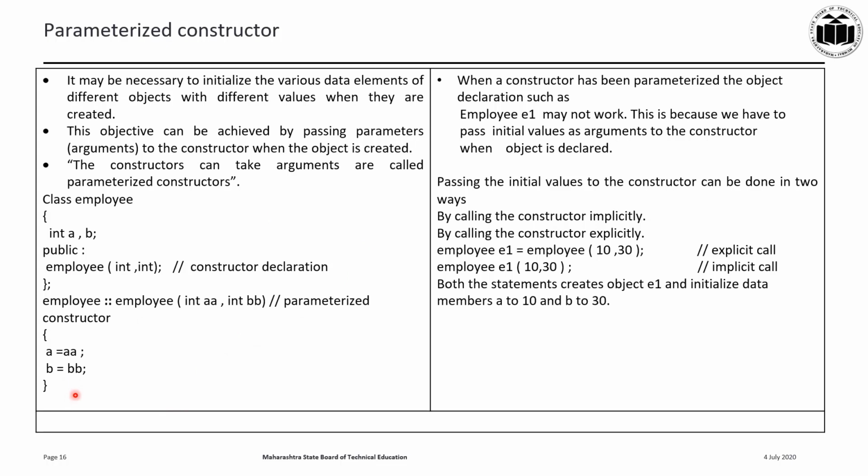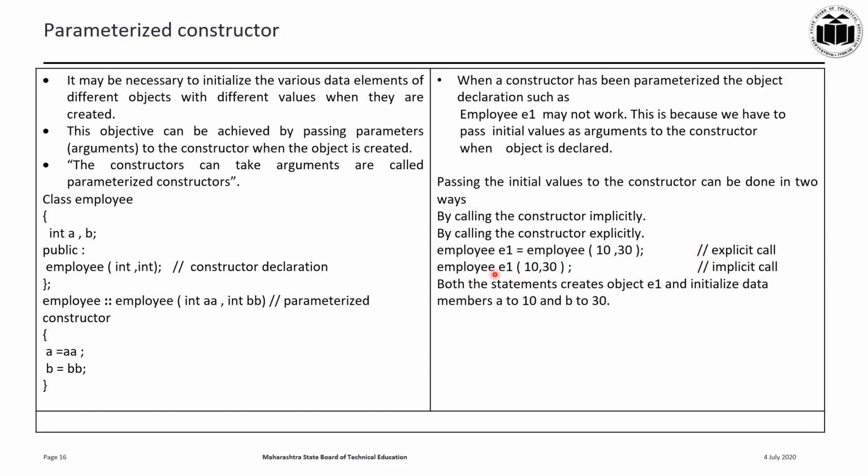Now what is the variation between the default constructor and the parameterized constructor? In the default constructor, in void main you just write employee e1, but in a parameterized constructor, employee e1 alone will not work; you have to pass the parameters. Now how will we pass the parameters? There are two methods to call the constructor. First we will see the implicit call, where it is called automatically. In both cases it is called automatically, but one is implicit and the other is explicit.